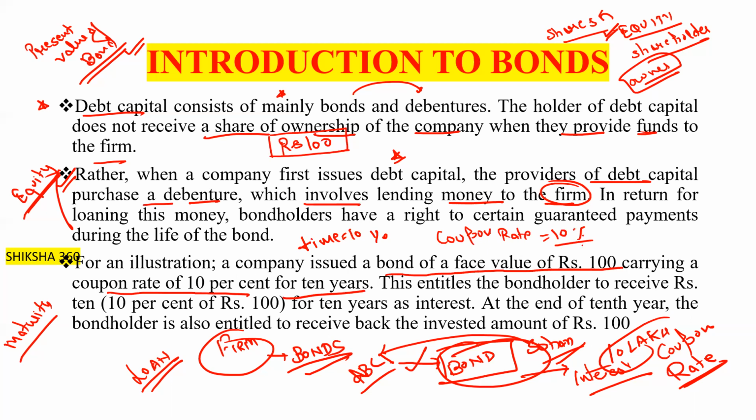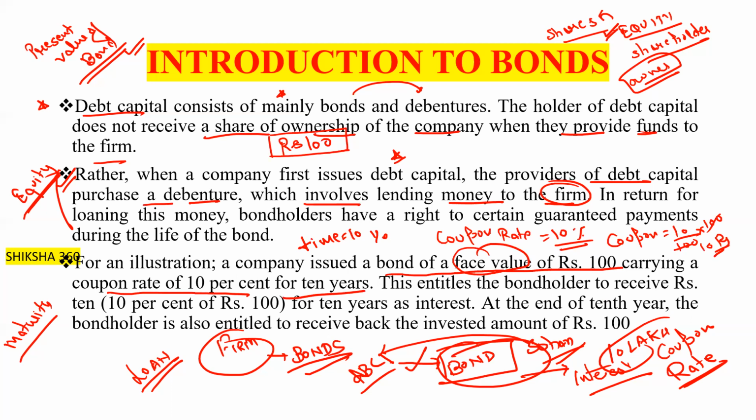So we have to calculate 10% of what? That is 10% of the face value. So what is the coupon value? 10% of 100, that is 10 rupees. So the coupon value here is 10 rupees.